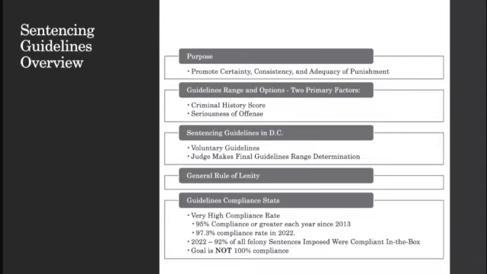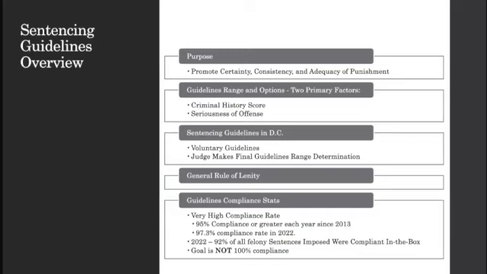All right, so let's dive in. So, what is the purpose of the sentencing guidelines? They were created to promote certainty, consistency, and adequacy of punishments. When you have two defendants who are being sentenced for similar crimes with similar criminal history, criminal backgrounds, ideally they should be receiving similar punishments.